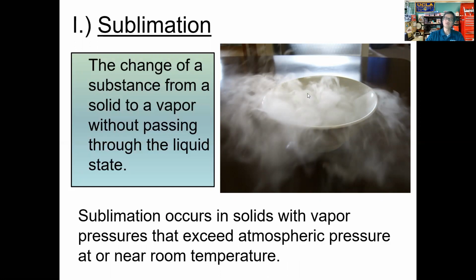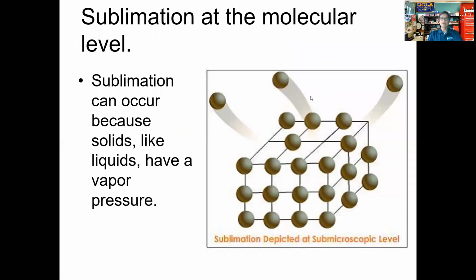Okay, and so with the sublimation, remember, with evaporation, we saw that the particles that evaporated were the particles at the surface of the liquid. Well, with sublimation, the same thing happens. It's the particles at the surface of the solid that start to gain enough kinetic energy that they break their attractions with the particles around them, and then they leave with a certain amount of kinetic energy.